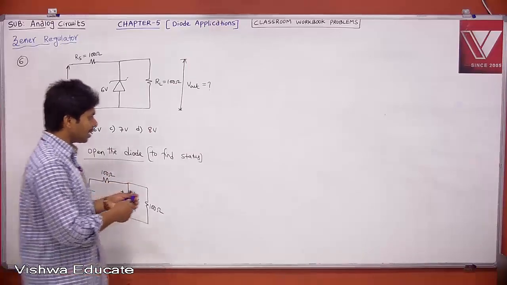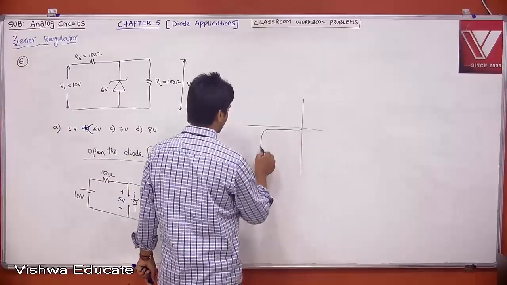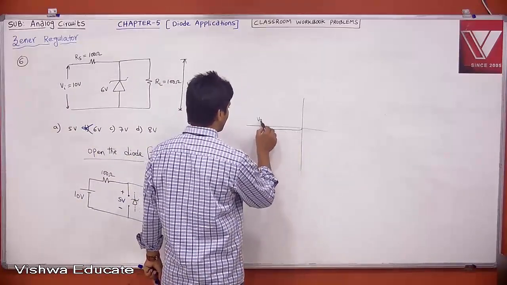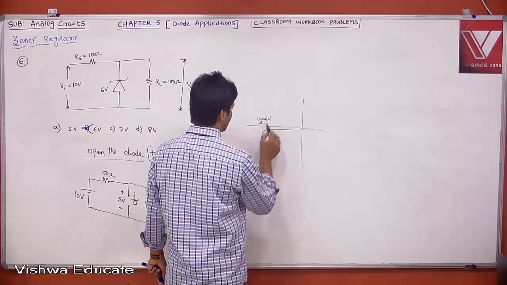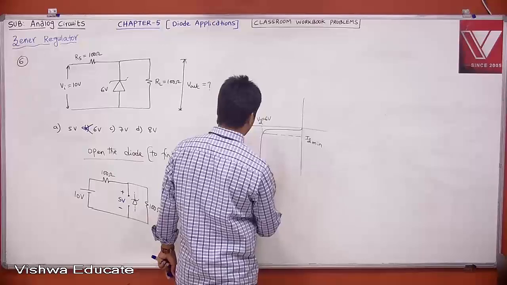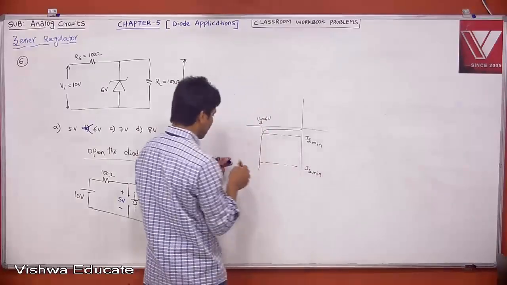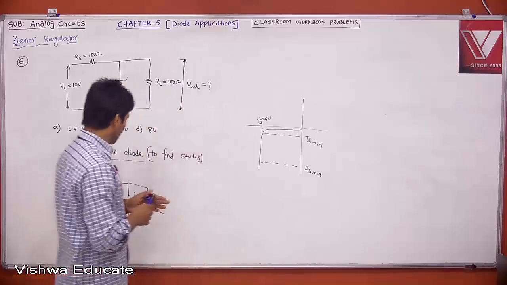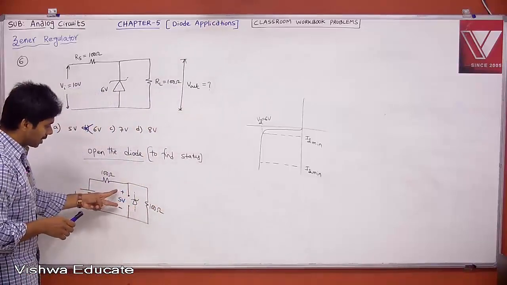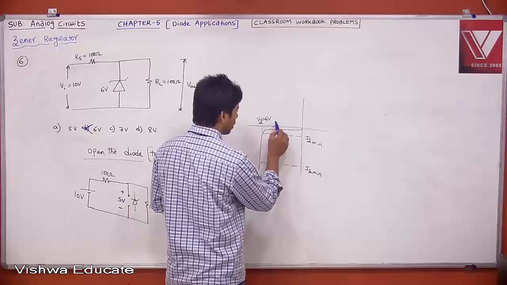Now you know what happened. See, the scenario is, let us say this is your VZ, that is 6 volt. Then it is supported by IZ minimum and, let us say, IZ maximum. Therefore, this is our breakdown case. But now where are we? According to this, the Zener diode is having 5 volt. 5 volt is nothing but here. Now we are here.